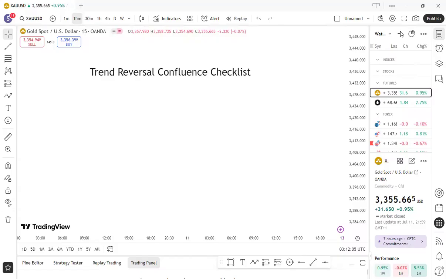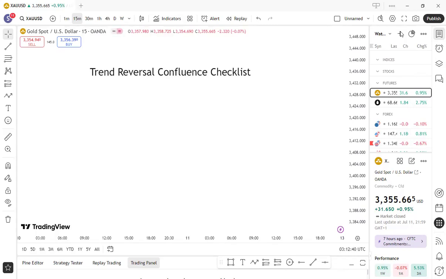Hello guys, on today's video, I'll be discussing the trend reversal confluence checklist. This is the checklist you have to be looking out for before a trend will start reversing. If a trend starts reversing, it will definitely give you this checklist I'm going to be giving you. The seven checklists, at least if you're able to master six out of seven, it's a high probability reversal. But if you're able to master seven out of seven, it's a very, very high probability reversal.